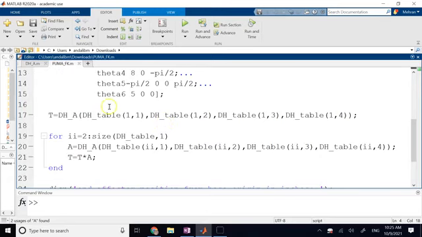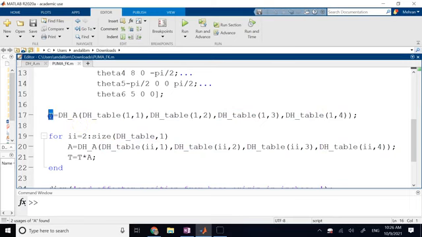So first I call that DHA function with values of what? Row number 1, right? So I said row number 1 and 1. So that's your theta 1, or theta in the first row. This is D in the first row. This is A in the first row. And this is alpha in the first row.